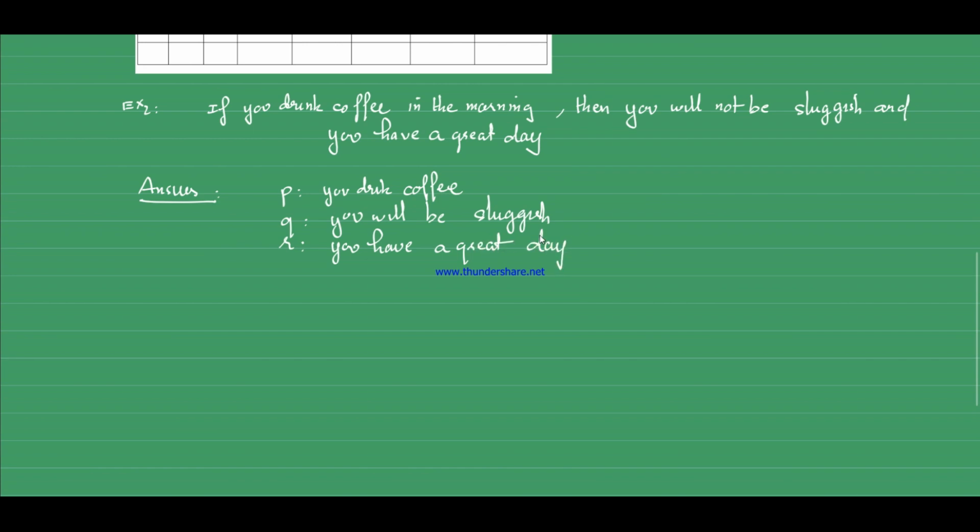Okay, so with this simple statement over here, let's see, we can get the conditional statement. Not biconditional, just the conditional statement. So we have, if you drink a coffee, then you will not be sluggish, so I will have P imply negate of Q and R. There you go.